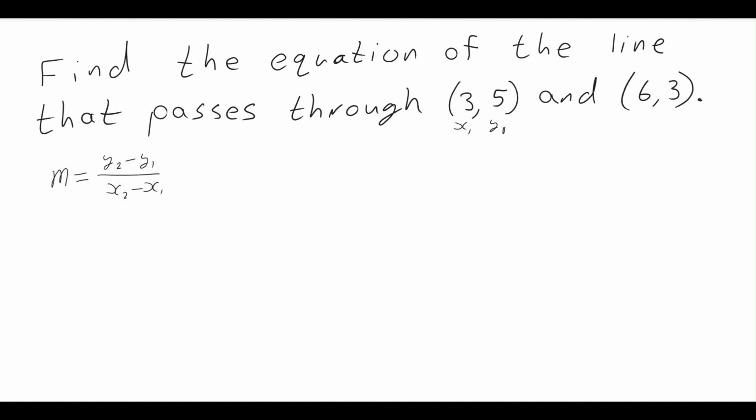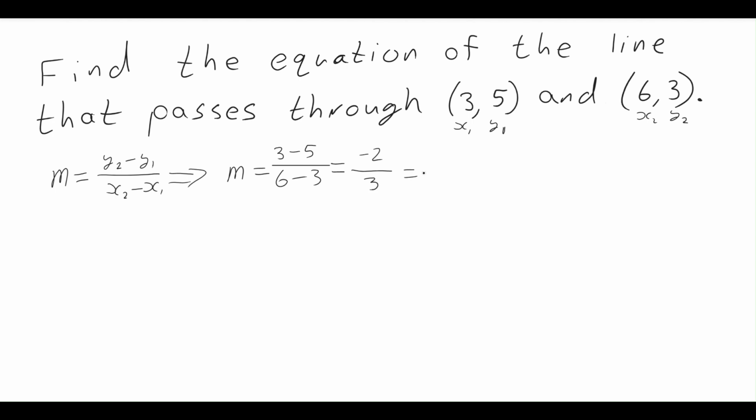So I'm going to label my points. We want to make sure we have a consistency here with what's x1 and y1. Then we're going to plug those into our slope formula. So now m is equal to (3 minus 5) over (6 minus 3). And it doesn't matter which point you select as point 1 and point 2, you will get the same result in the end.